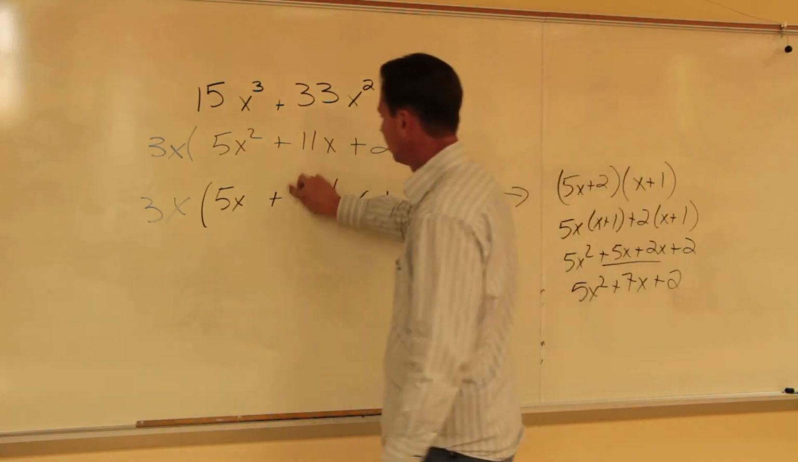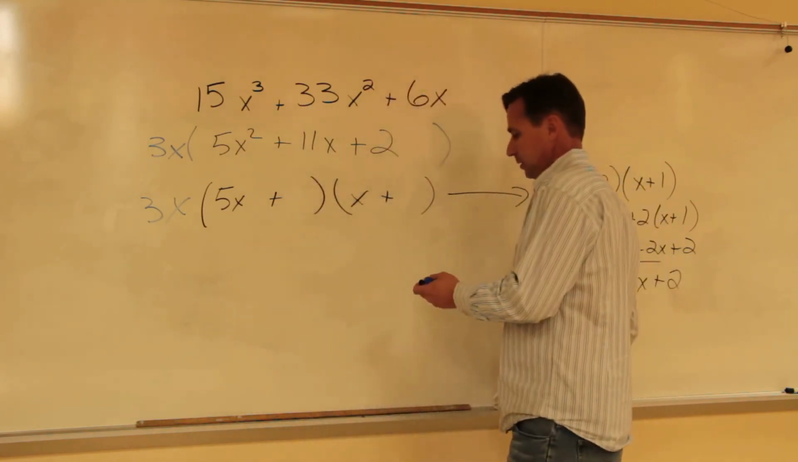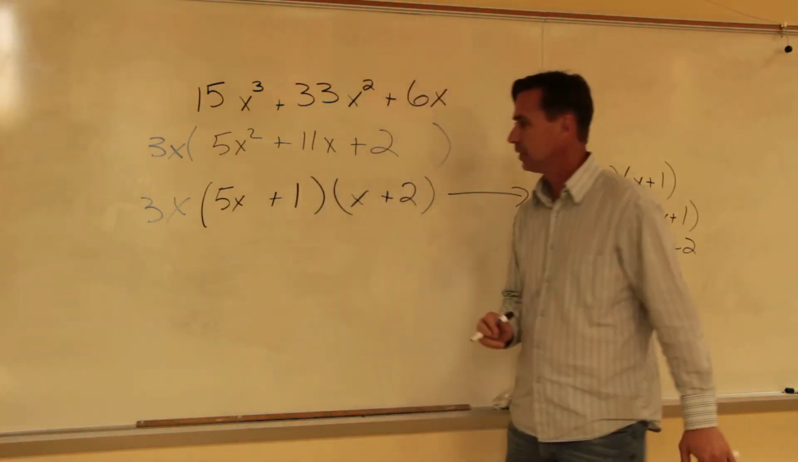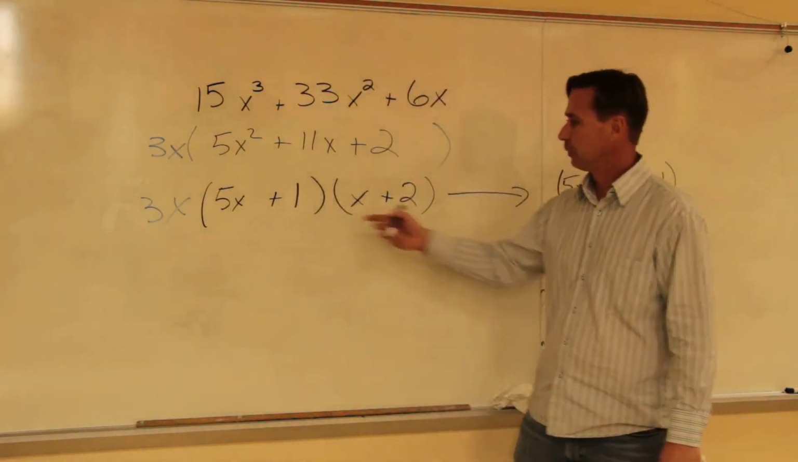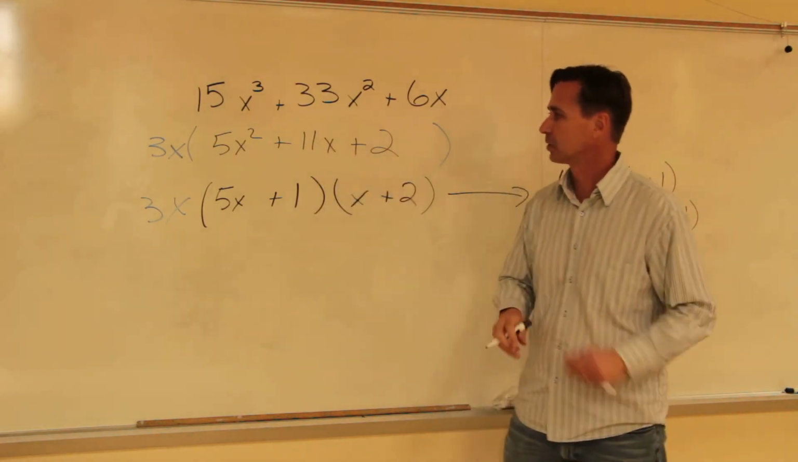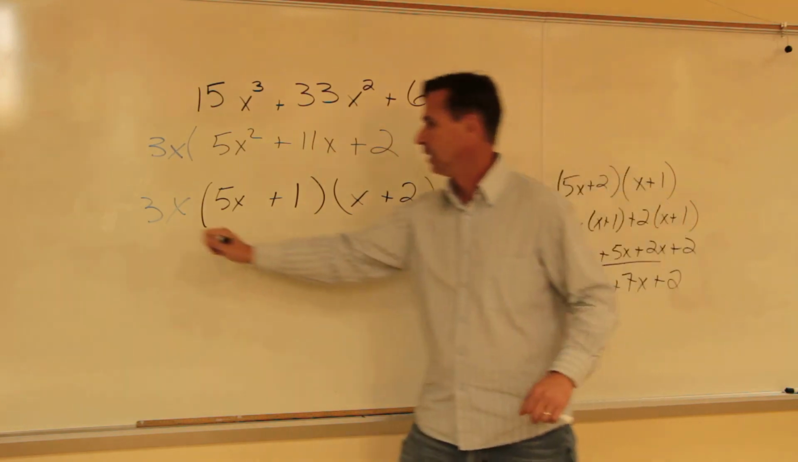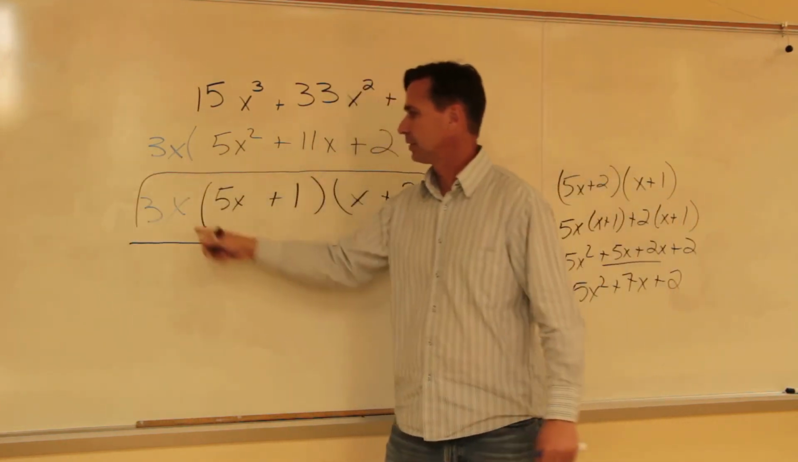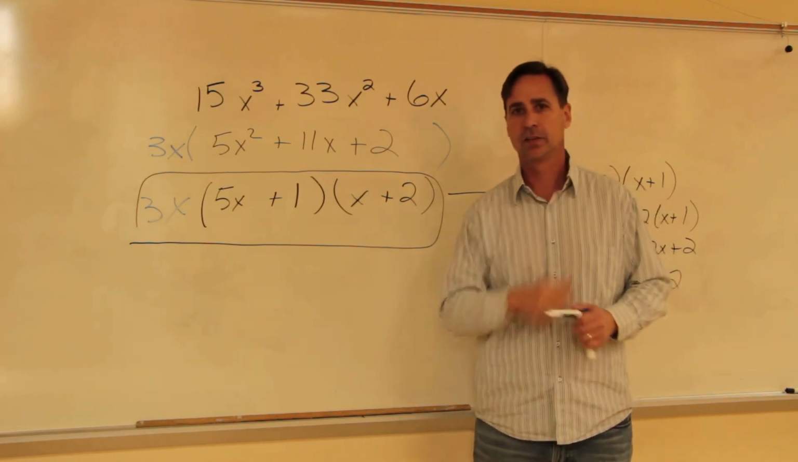In fact, the answer is 1 goes here and 2 goes there. Now if you were to multiply this out, I'm not going to do it for you, you would get 5x squared plus 11x plus 2. This is your final answer. Don't forget the 3x, and good luck on the rest of them.